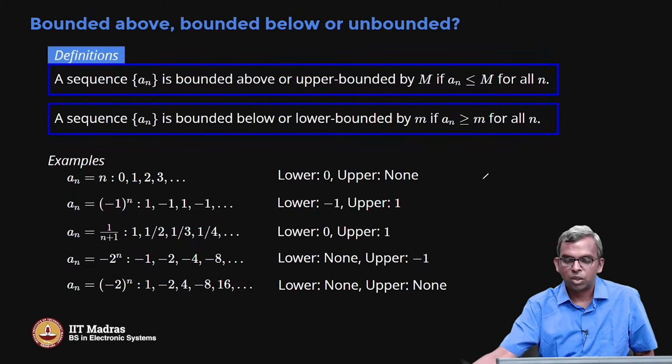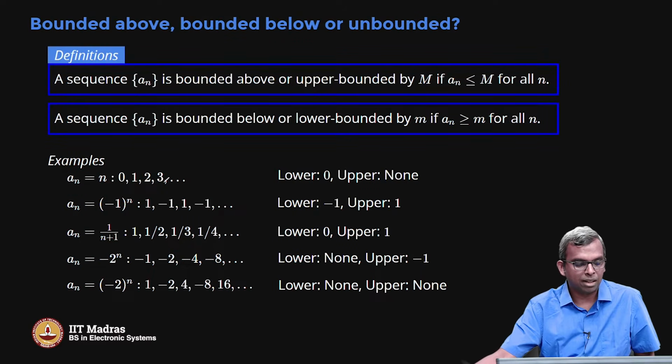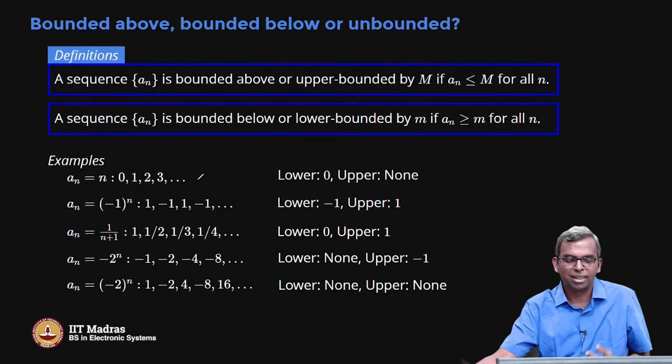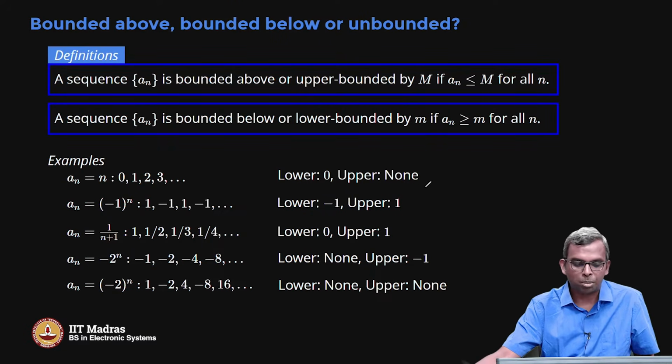Let's see a whole bunch of examples. Here is my natural number sequence 0, 1, 2, 3. The lower bound is clearly 0. Upper bound, there is no upper bound. Some people will say the upper bound is infinity, but really there is no upper bound. Any upper bound you possibly come up with, I can come up with a value in the sequence which is going to violate it. If you say 200,000, of course I can go to 200,000 plus 1. So there's no upper bound.